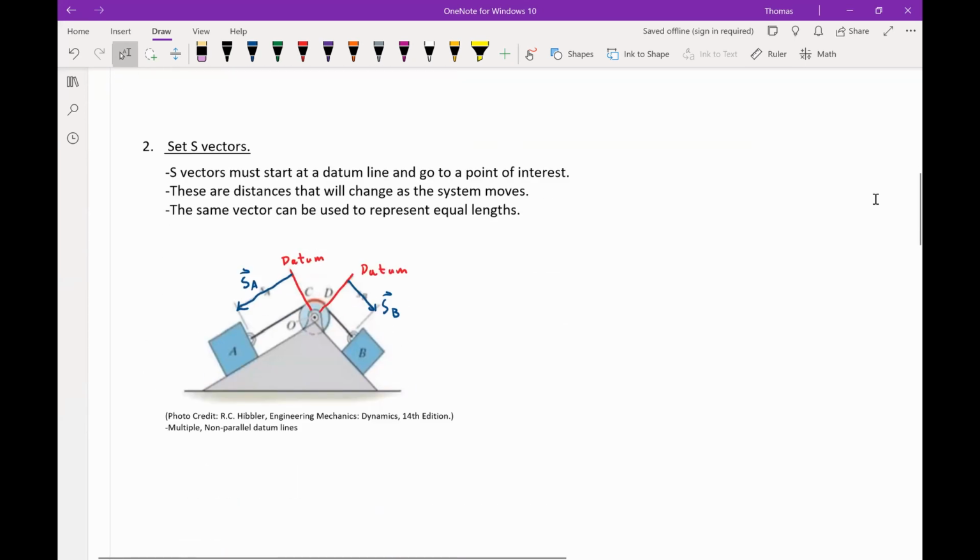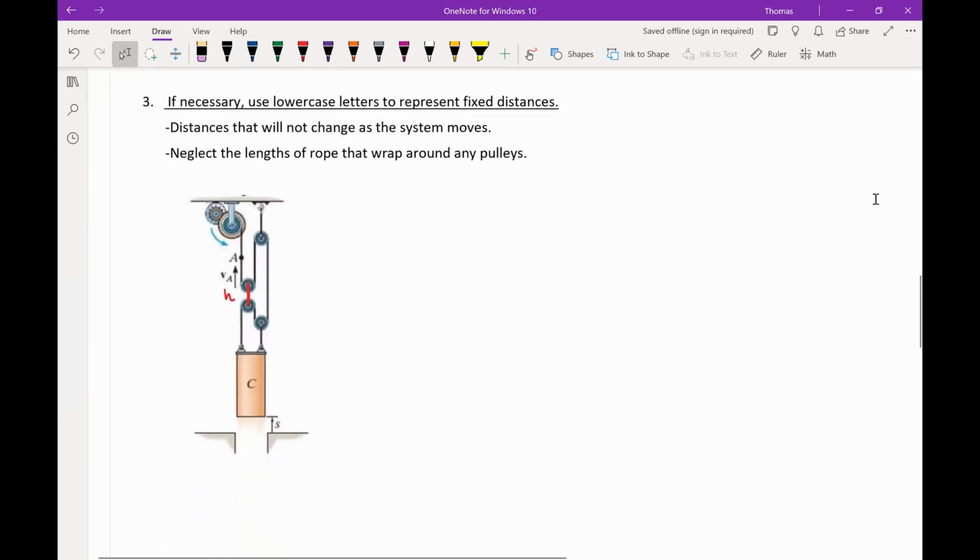Step 2. Set S position vectors. Identify elements in the system that will be experiencing motion and denote them with an S designation relative to the element they are describing. Step 3. If necessary, use lowercase letters for fixed distances. Some distances beneath the datum lines will remain stationary and can be denoted with a lowercase letter. Examples of extraneous elements can include lengths of rope wrapped around the pulleys. These elements can be ignored.